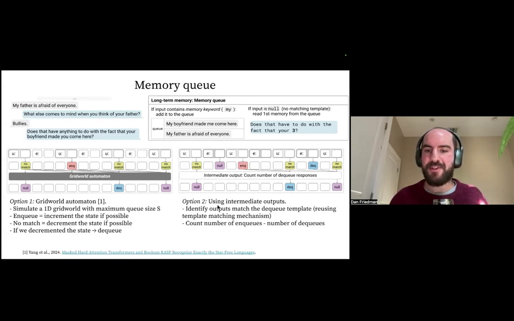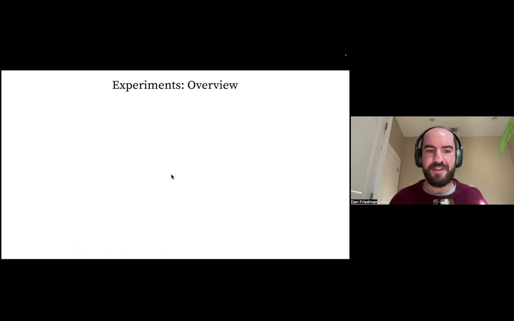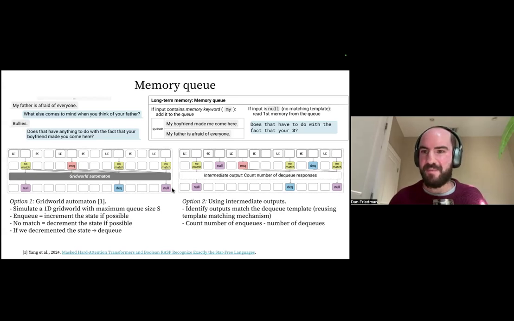Option 2 is similar to the previous slide. We can make use of ELIZA's previous outputs to save ourselves from having to implement this whole automaton. In particular, we can reuse our template matching mechanism applied to the ELIZA outputs to detect any output that corresponds to the dequeue template. For example, at this step, ELIZA has said, "Does that have to do with the fact that your boyfriend made you come here?"